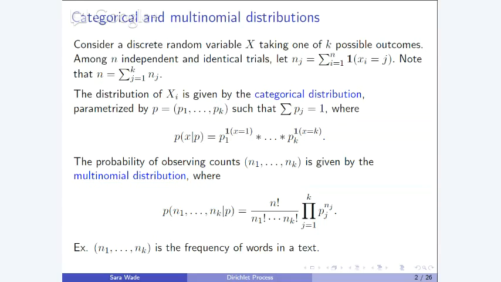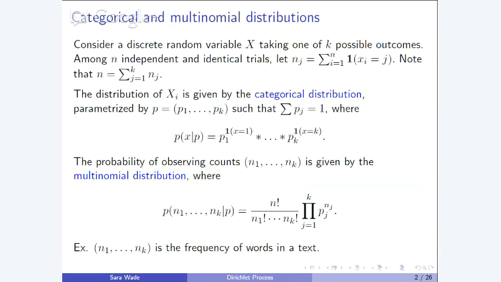So the distribution of x is given by the categorical distribution. It's parameterized in terms of a vector p1 to pk. And these are positive and sum to 1, so they are probabilities. And the probability that x is equal to the jth outcome is just pj.